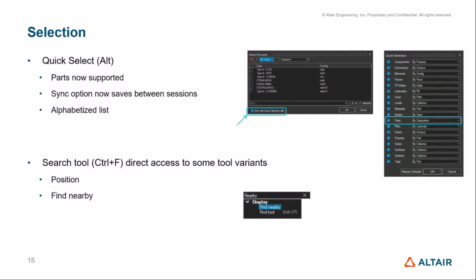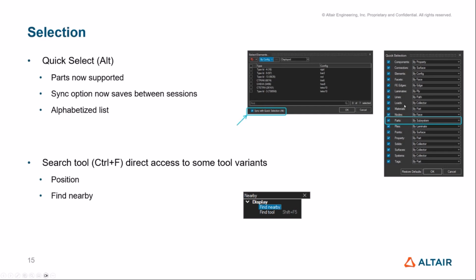Just another enhancement here: the quick selection had the option to sync, to keep the advanced selection and the alt selection synced with this check mark. But we had the issue that this was not saving across sessions. So that has been enhanced now. This option now does save across sessions. So if you turn it off and then close your session and reopen it, it will stay off. So you don't have to turn it off again if your alt selection keeps changing when you use the full dialog.